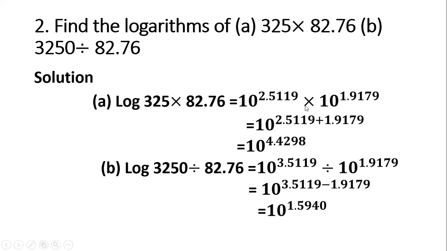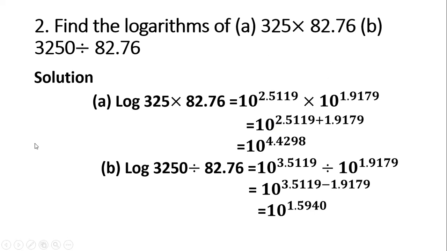So multiplying them, following the law of indices, the first law of indices says when the bases are equal, the powers will be added. So we have to add the indices, which are the powers. That's why we have 10 raised to the power 2.5119 plus 1.9179. Adding that gives us 10 raised to the power 4.4298.